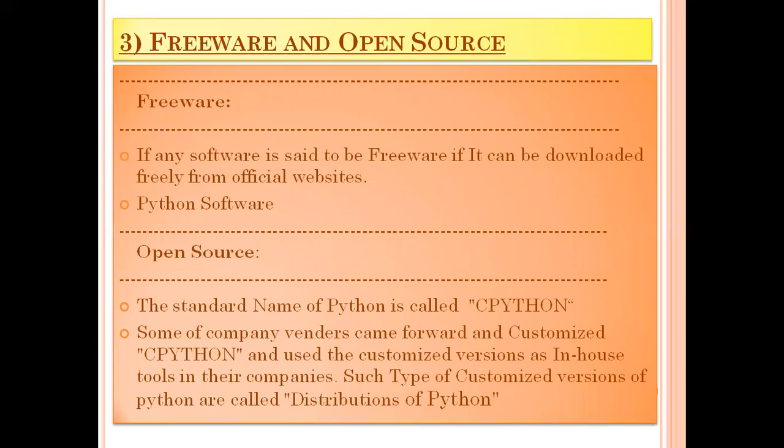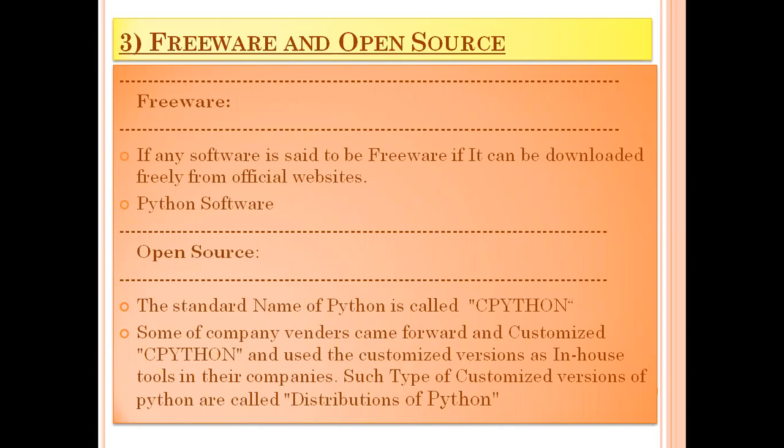Now, what is open source? The standard name of Python is CPython. Some of the company vendors came forward and customized CPython and used the customized version as in-house tools in the companies.